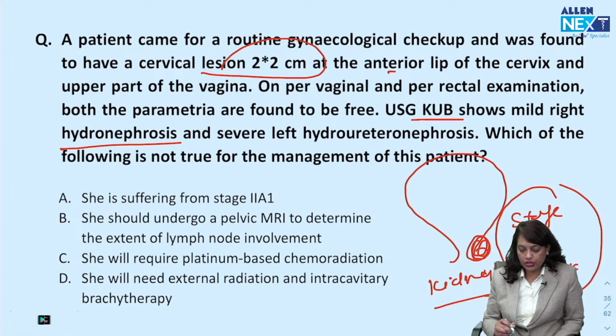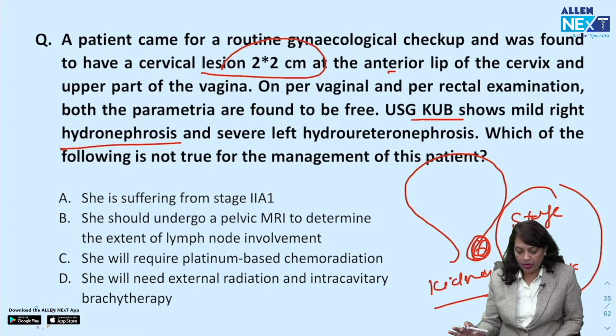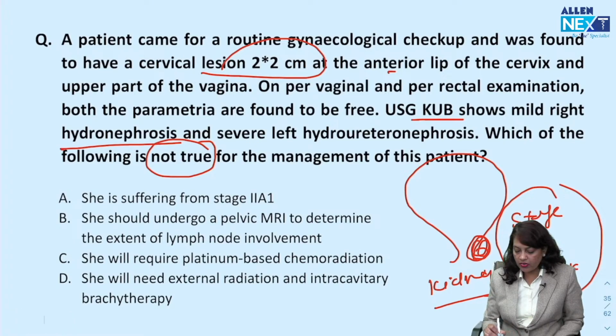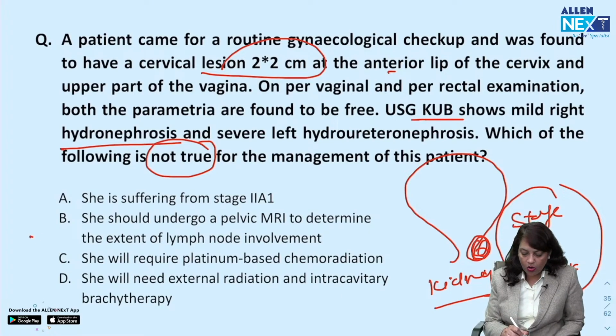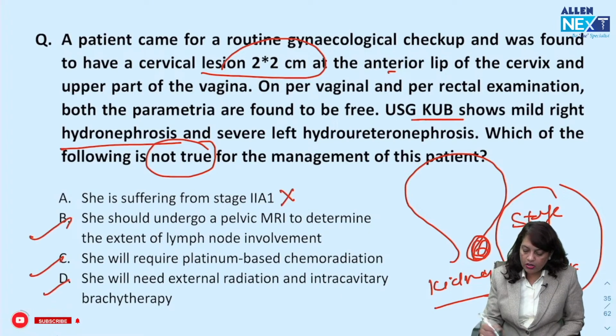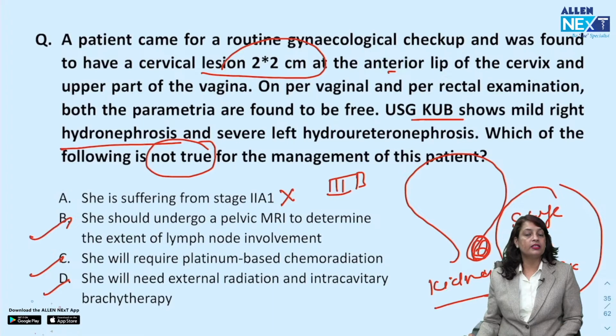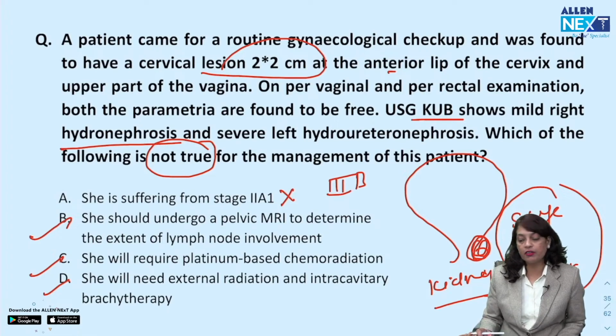So in this case, the statement that she is suffering from stage 2A1 is the wrong statement. She should undergo a pelvic MRI, this is correct. She will receive external radiation and brachytherapy, correct. She will receive chemoradiation. These are all correct. She is not suffering from stage 2A; she is suffering from stage 3B, because kidney involvement is stage 3B. So do revise the FIGO staging. That is very, very important.